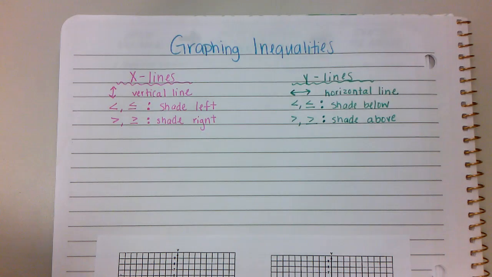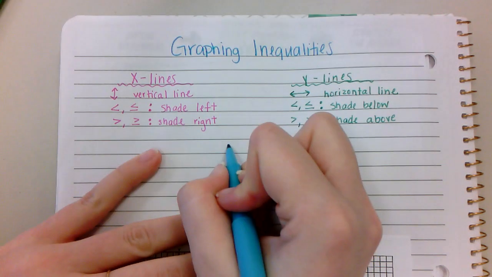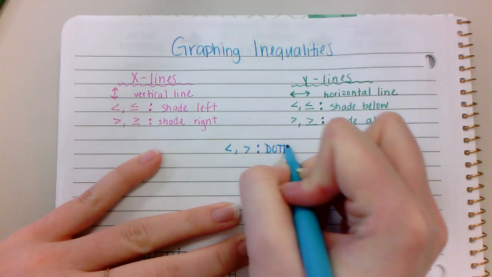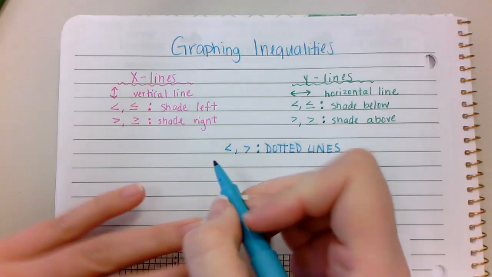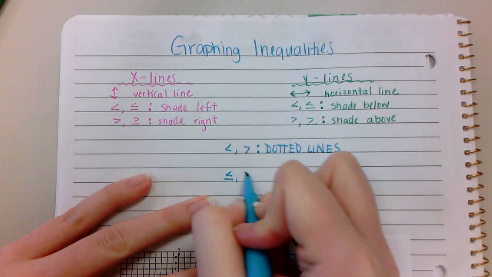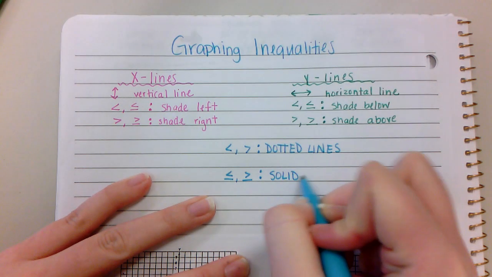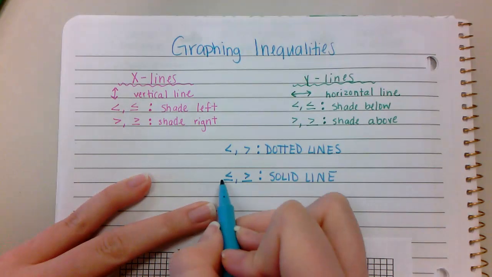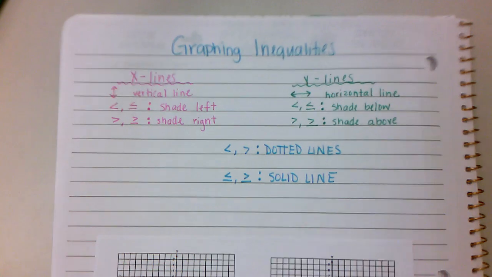And then the two super big rules, don't forget these. If it's just less than or just greater than, those are dotted lines. So I'm going to show you in a second. We're going to do some examples. If it is less than or equal to or greater than or equal to, that is a solid line. And how I remember is it has the solid line underneath the symbol, which means when I graph it, it's going to have a solid line.